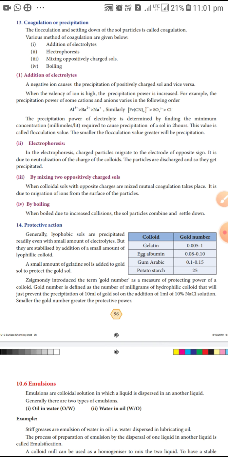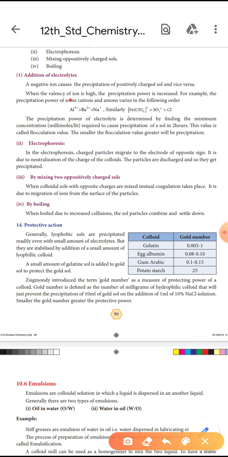For example, the precipitation power of some cations and anions varies in the following order. Okay, so aluminum, barium and sodium ions. Here, coagulation is more with aluminum compared to barium 2+ and sodium plus. Similarly, hexacyanoferrate causes more coagulation compared to the Cl minus ion. The precipitation power of an electrolyte is determined by finding the minimum concentration. That minimum concentration unit is millimoles per liter.